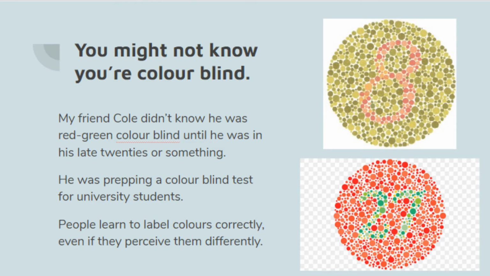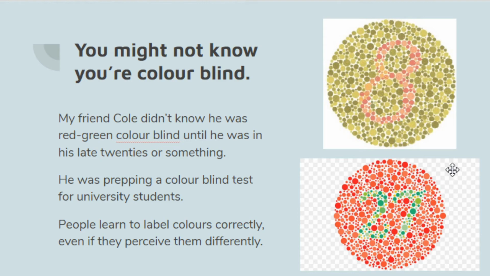And Cole was preparing this test, and he would look at these swatches and be like, this is a stupid colorblind test. There's nothing written on these. And then somebody said, what? And they realized at that point that he couldn't see the numbers that were supposed to be in this test because he was red-green colorblind.